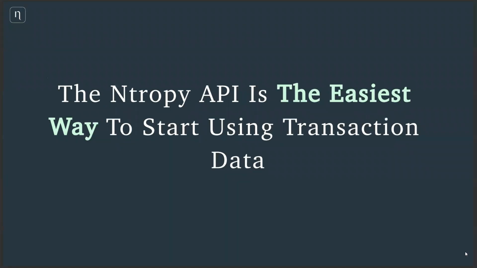The Ntropy API uses natural language processing models to enrich raw financial transaction data, making it easier for product and engineering teams to understand the merchant information tied to a transaction, as well as the meaning of that transaction. This enables them to build great new products and features without having to do the hard job of cleansing and categorizing raw transaction data in-house.